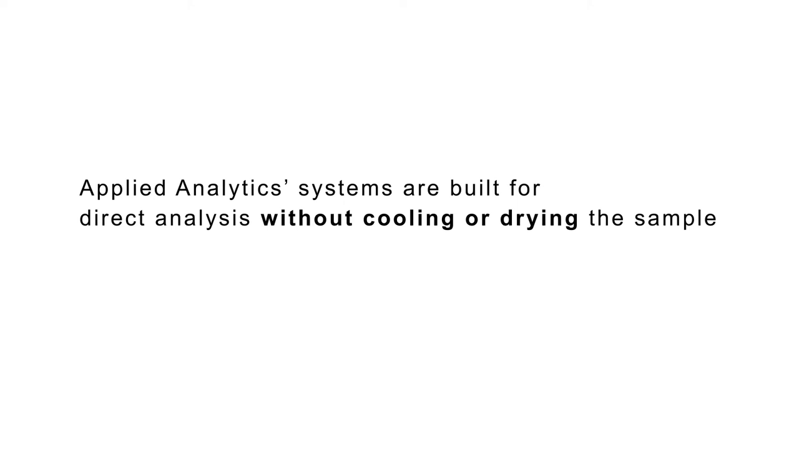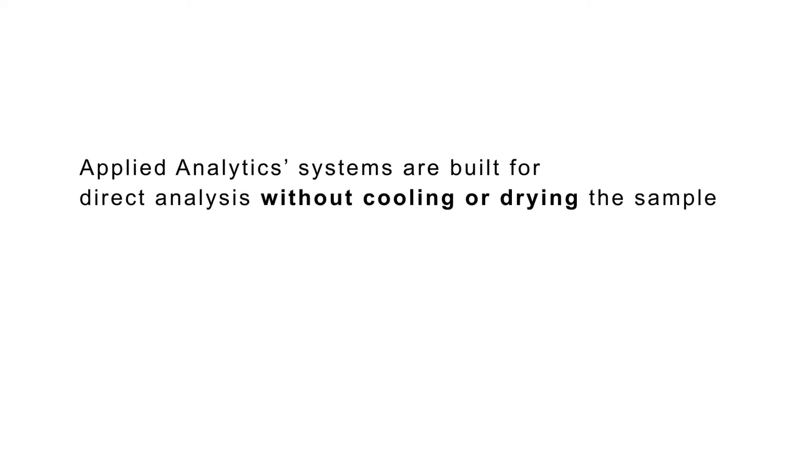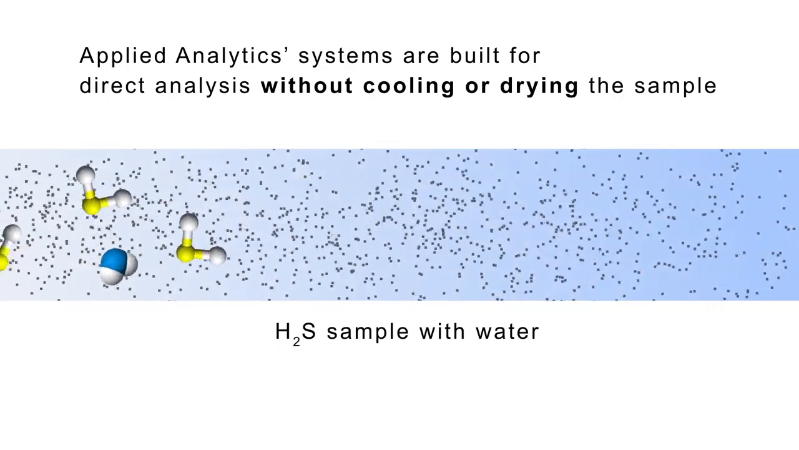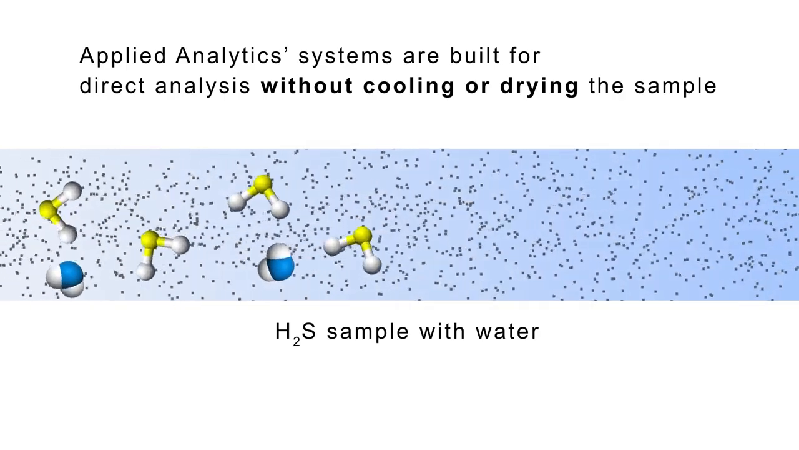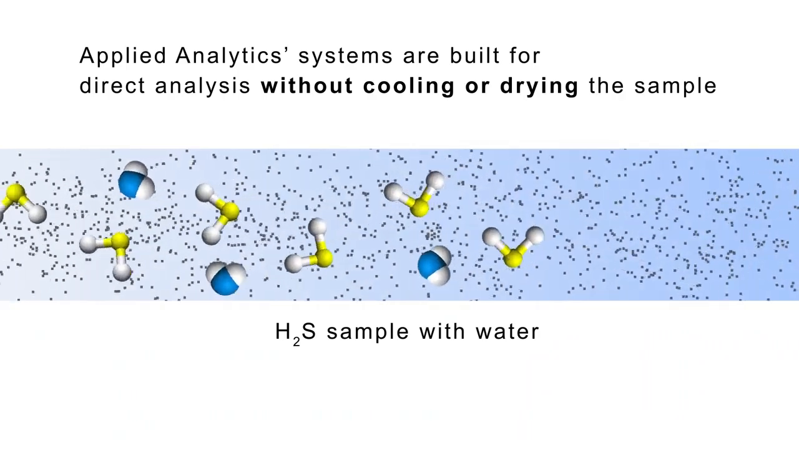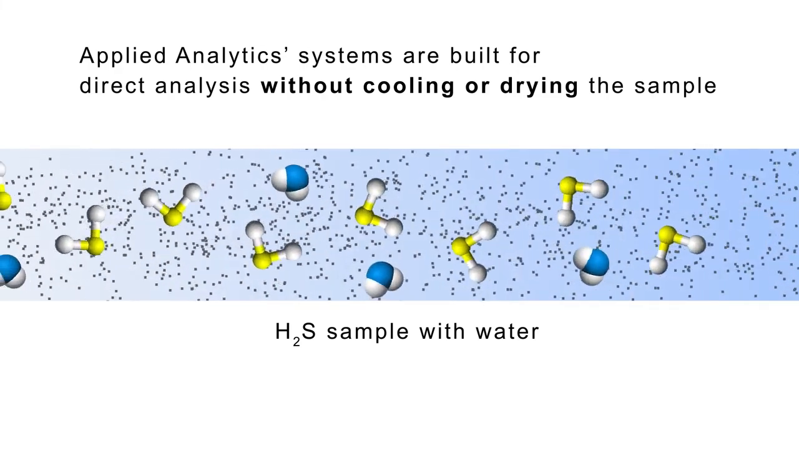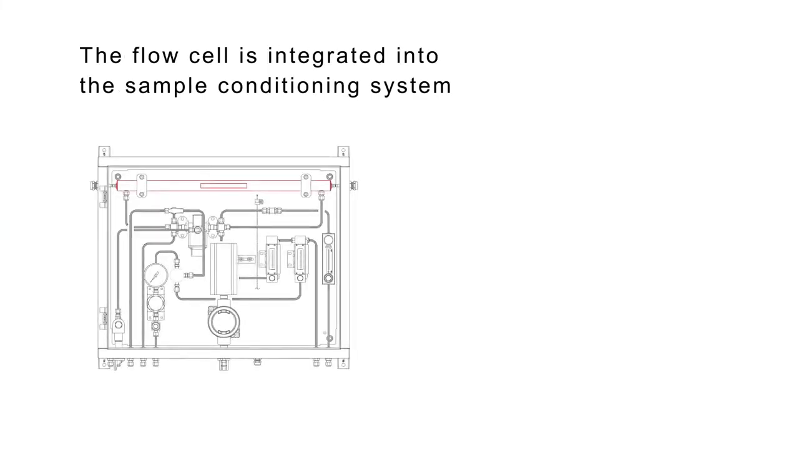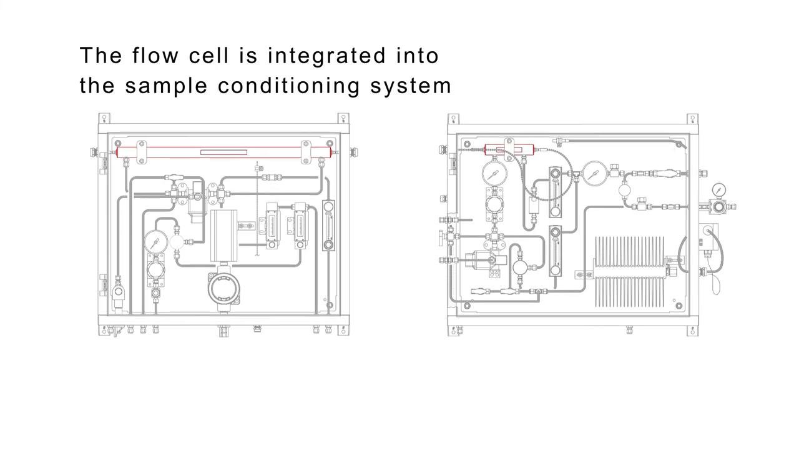Sampling. Applied analytics systems are built for direct analysis without cooling or drying the sample. This allows us to build far simpler, more elegant sample conditioning systems that retain high sample integrity and optimal response time. The flow cell is integrated into the sample conditioning system.